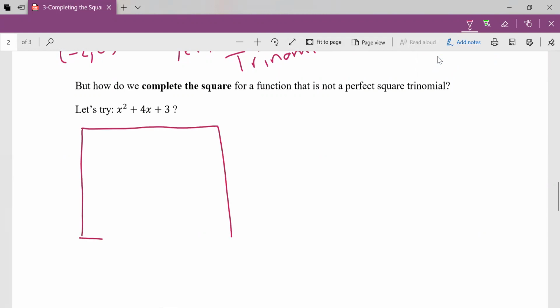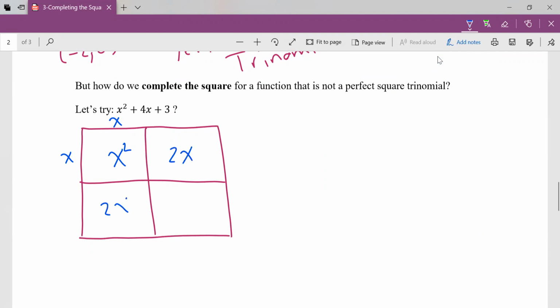Well, it's going to be a square, a perfect square, I guess, but it's a square. And what do we know about our side lengths here? Well, I know these both have to be an x because we need that x squared there. And what do I know about these other two? Well, I know this one has to be 2x and this one has to be 2x because we have to split this perfectly in half. So our side lengths are x plus 2, x plus 2.